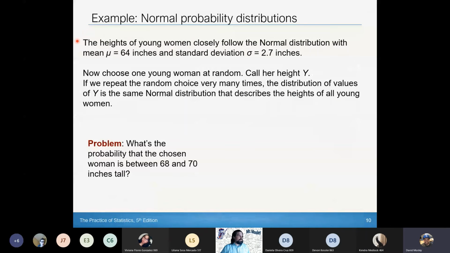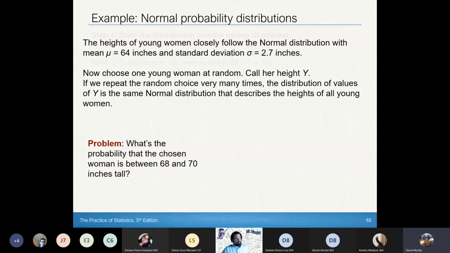So next, let's look at an example. The heights of young women closely follow the normal distribution with mean mu equals 64 inches and standard deviation sigma equals 2.7 inches. We're going to choose one young woman at random, and we're going to record her height as y. That's the random variable y. This is our continuous random variable. If we repeat the random choice very many times, the distribution of values of y is the same normal distribution that describes the heights of all young women. We're going to answer the question: what's the probability that the chosen woman is between 68 and 70 inches tall?